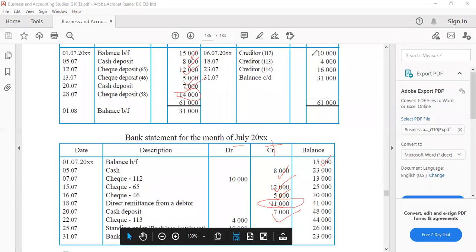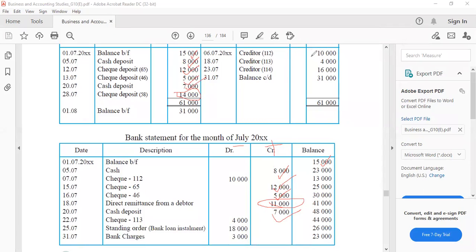And you must check the credit side with the debit side. Here, check number 112, 10,000. Here also, check number 112, 10,000. And check number 113, 4,000. Is there a check number 114? No. So then circle it. And in the bank statement, 18,000 is not there. 3,000 is not there.